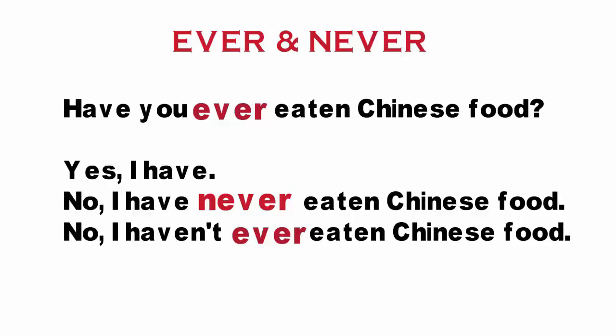But if you would like to make your negative sentence stronger, you can say, no, I have never eaten Chinese food, or no, I haven't ever eaten Chinese food. As you can see, you can say, no, I have never, or no, I haven't ever. So you can't say, I haven't never. No, it's wrong. Okay?